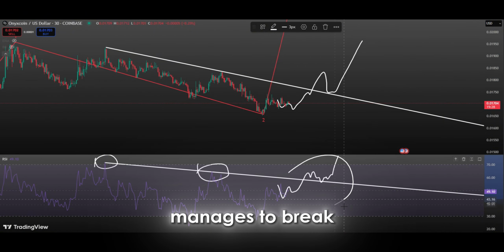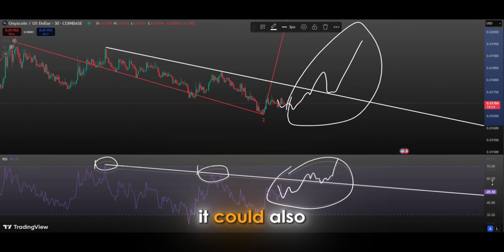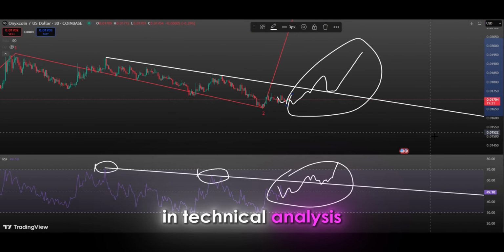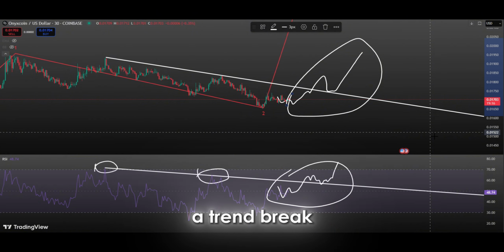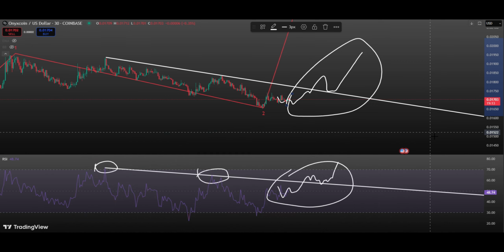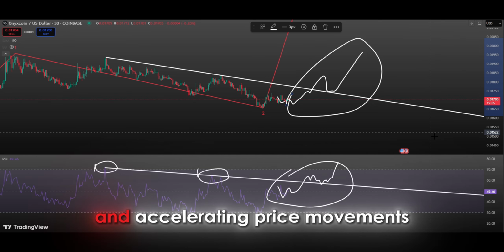If the RSI manages to break above this trend line, it won't just signal a change on the indicator itself. It could also indicate a significant transformation on the price chart. In technical analysis, a break of the RSI downtrend often coincides with the price breaking its own downward structure. In other words, a trend break on the RSI is often a precursor to a strong upward momentum in price action. Following such RSI breakouts, there is usually a rapid increase in market confidence. Investors who have previously remained cautious often re-enter the market after these strong signals, leading to a rise in both trading volume and accelerating price movements.